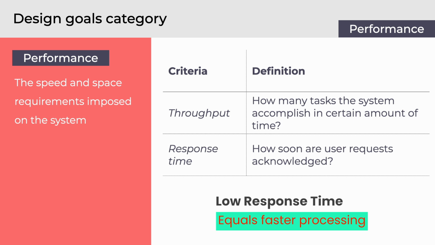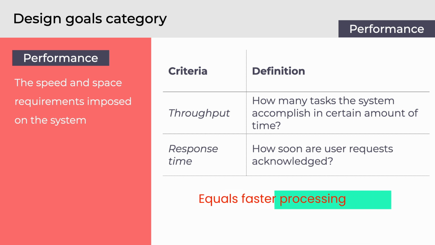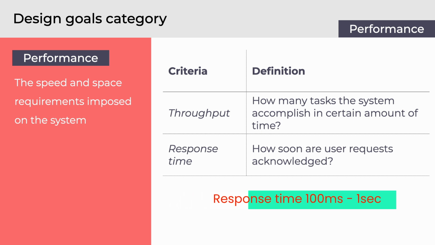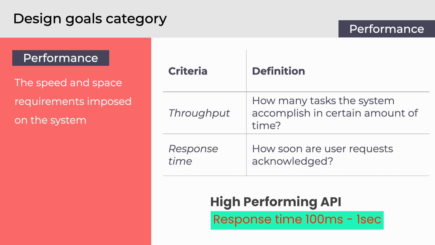Let's apply the same concept to an API that is exposed by a service. The response time would be defined as the amount of time it takes for an API to process the request and send the response back to the client. The response time period begins when the client initiates the request to the API server and ends when the client receives a response from the API. Generally, APIs that are considered as high performing have an average response time between 100 milliseconds and 1 second.